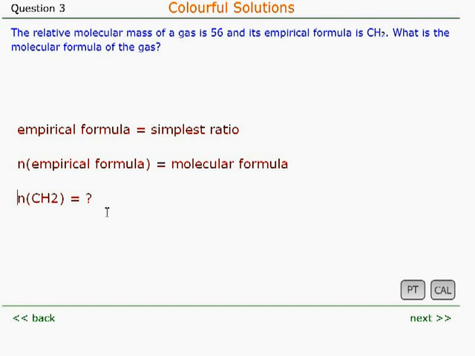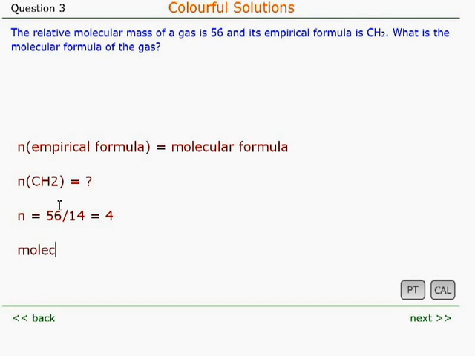It's 56. So what we have here is n is equal to the molecular mass 56 divided by the mass of the empirical formula, which is C 12 and 2 hydrogens 14, and that comes to 4. So our molecular formula equals 4 times CH2, which is C4H8.